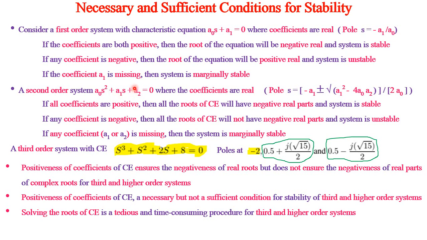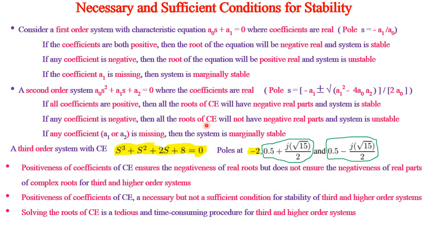Suppose a2 is missing, meaning a0 s square plus a1 s equal to 0. In that case, if we take s outside, s into (a0 s plus a1) equal to 0. So s is equal to 0 is one pole, and the other is minus a1 by a0. So s equal to 0 means one pole at the origin, therefore the system is marginally stable.